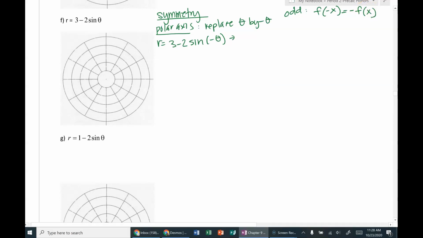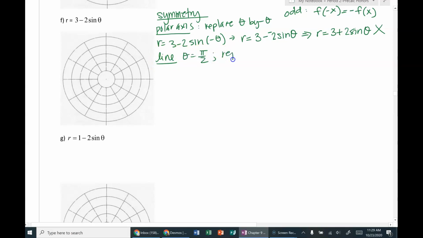A negative theta is not the same as cosine. You can't just make it disappear. You have to bring it out to the front. So if you bring it out to the front, I have another negative. So now sine of a positive theta. If you look at this, it is not identical to the original. So right now we know for sure it is not symmetric with respect to the polar axis. X it out. Next, we want to see if it's at all symmetric with respect to the line theta equals pi over 2.